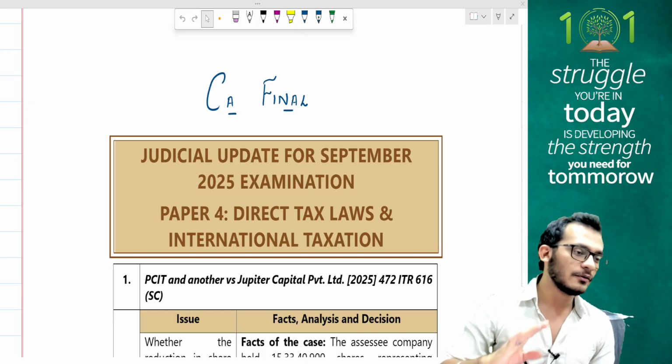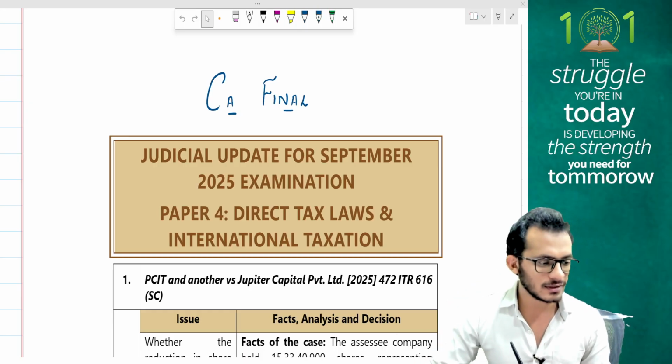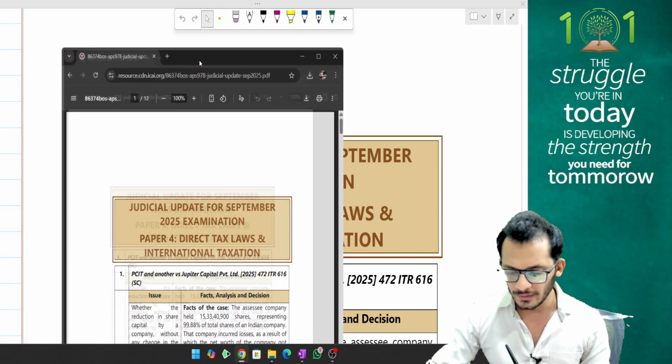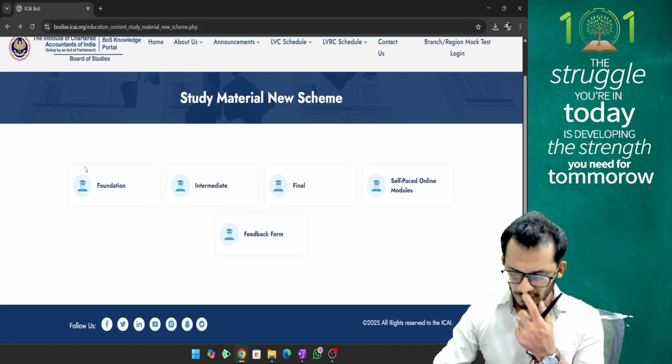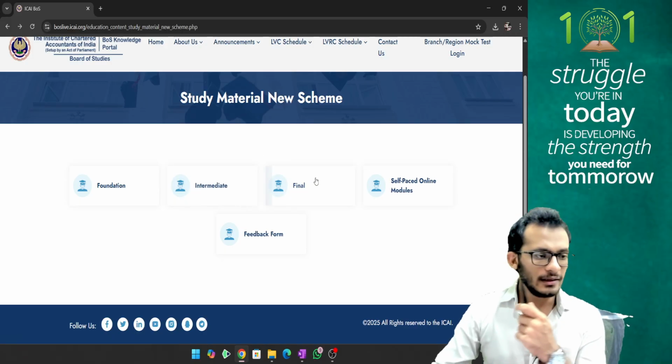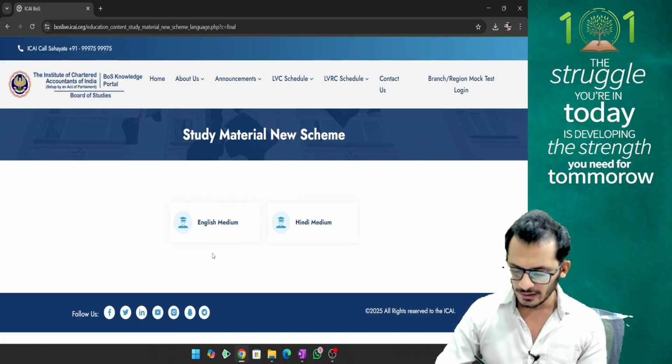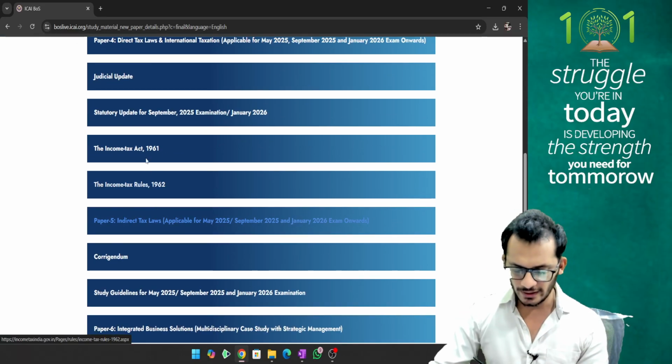Now, where do you find these case laws? Let me show that quickly for you first. As you go to your ICAI portal, you have something called the BOS knowledge portal. Yes. So you can simply go to the BOS knowledge portal, and there you'll find your study materials. In your study materials, you'll find your Finals, English. If you go down, you'll find your direct taxes.